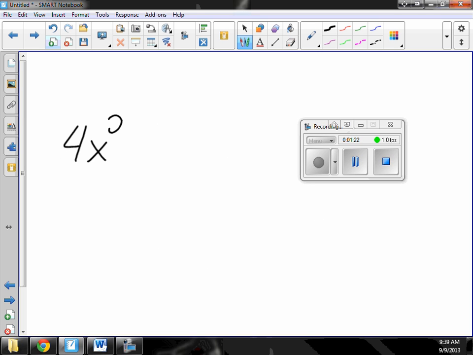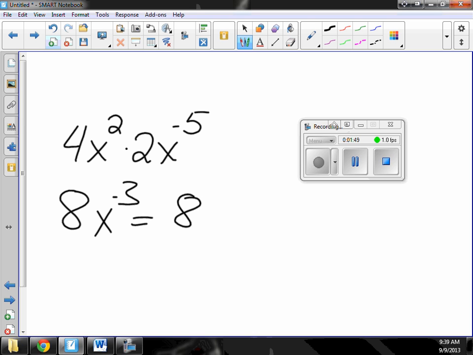What about 4x squared times 2x to the negative 5? 8x to the negative 3. Okay, that's a little weird. What does x to the negative third mean? So you guys have learned the rule. This is the same as 8 over x to the third. Can you tell me why? Okay, so that's the rule.